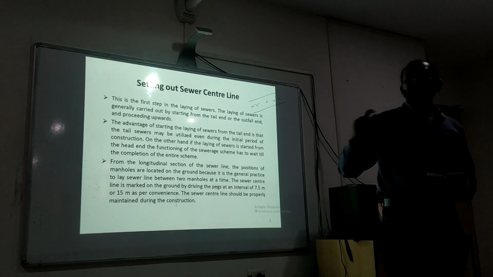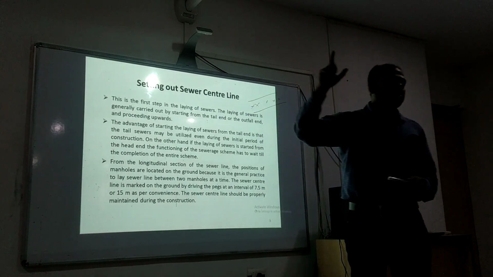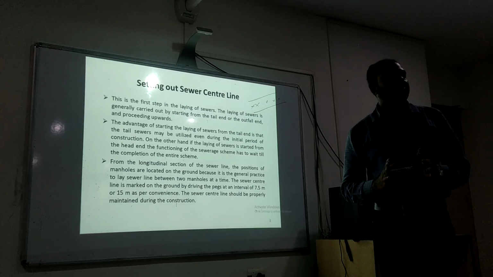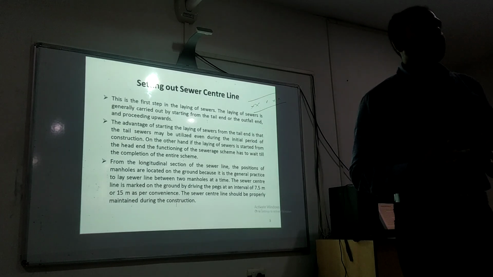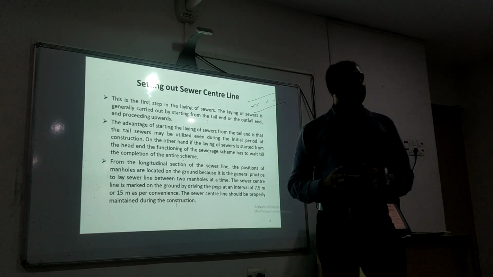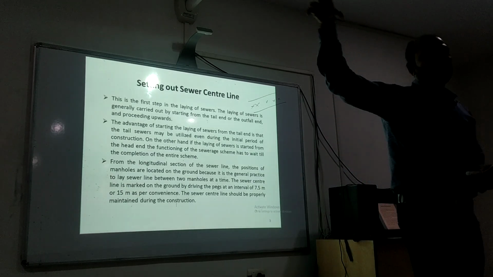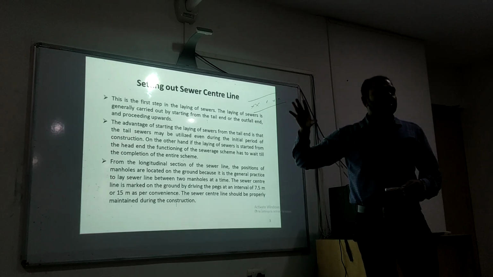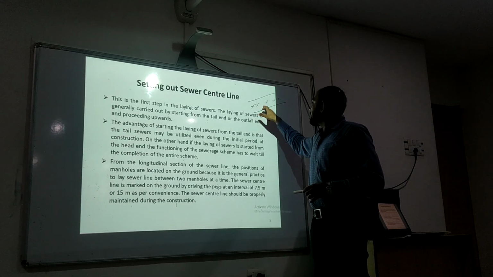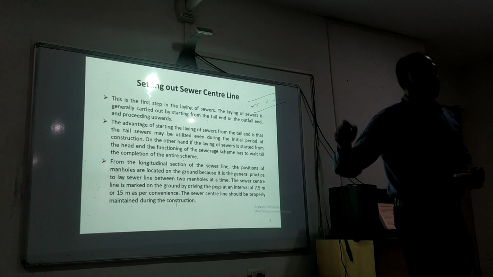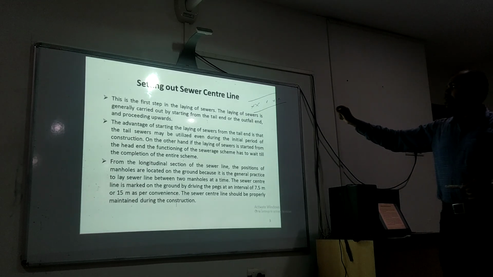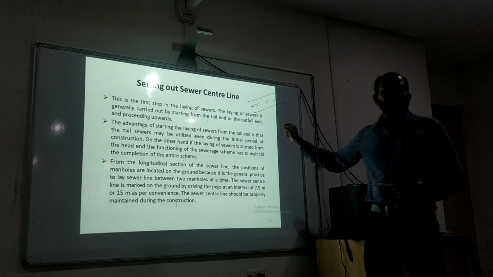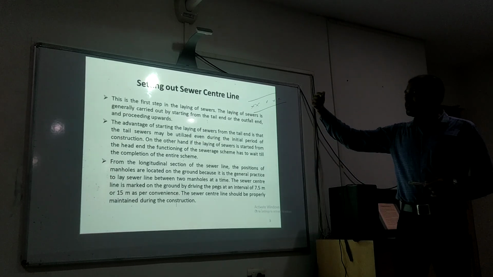The center line can be marked by pegs or arrows. Okay. I think these items you have seen in survey lab. Pegs and arrows. Right. So these are basically used for marking of the center lines. So once the planning is done, then the marking is done with the help of pegs and arrows. Center line is marked. This is the first step in laying of sewer operations. The laying of sewer is generally carried out by starting from the tail end and outfall end and proceeding upwards.